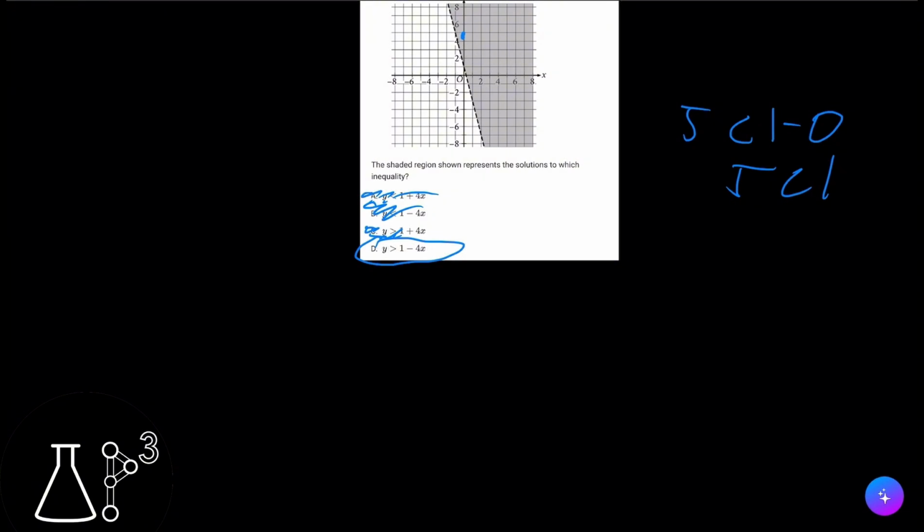But let's plug in 5 to make sure that the statement is true. If I make y equals 5 on D, I get y is greater than 1 minus 0, because again, we're looking at the y-intercept, so x is 0. So again, -4 multiplied by 0. Anytime we have a number multiplying by 0, it always equals 0. Therefore, I'm left with 5 is greater than 1, and that is true. So the answer is D.